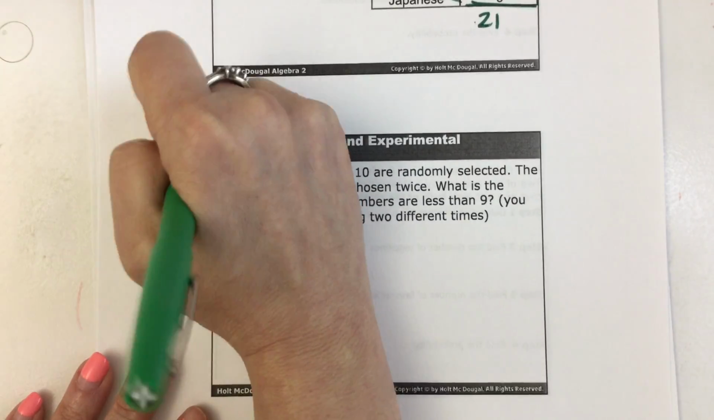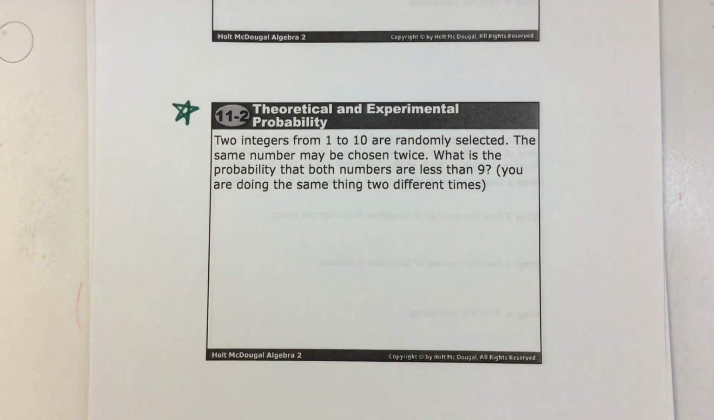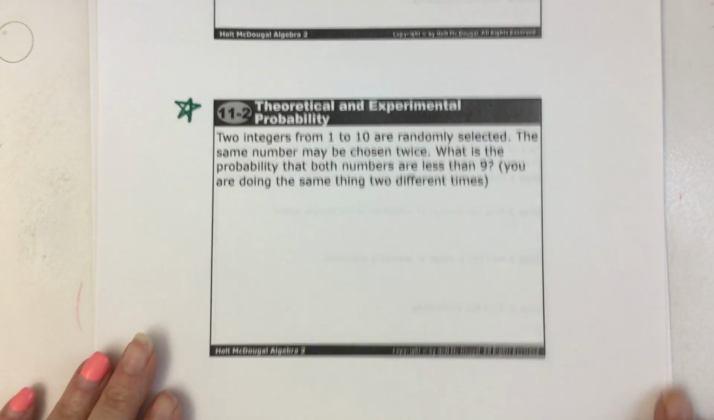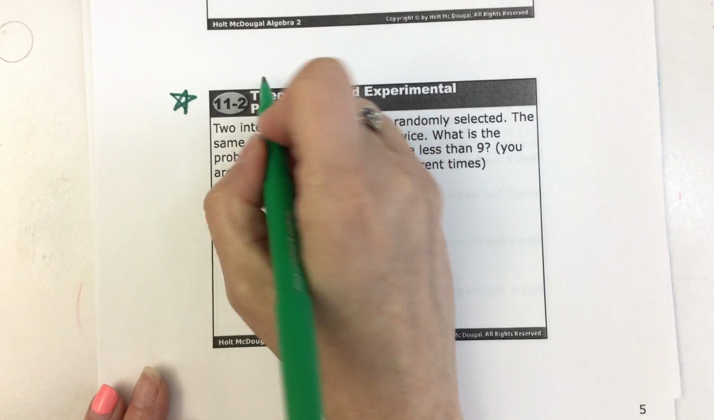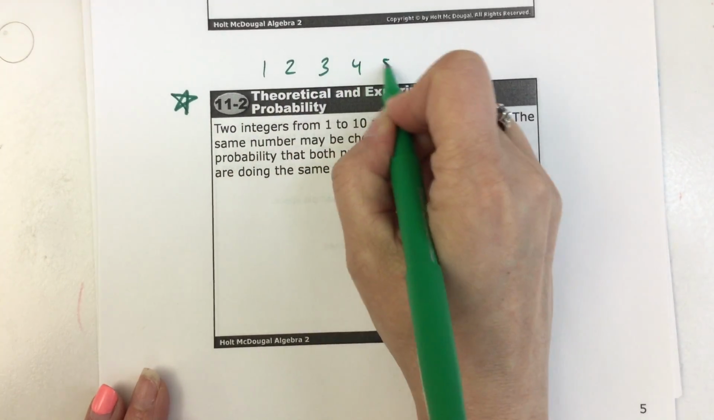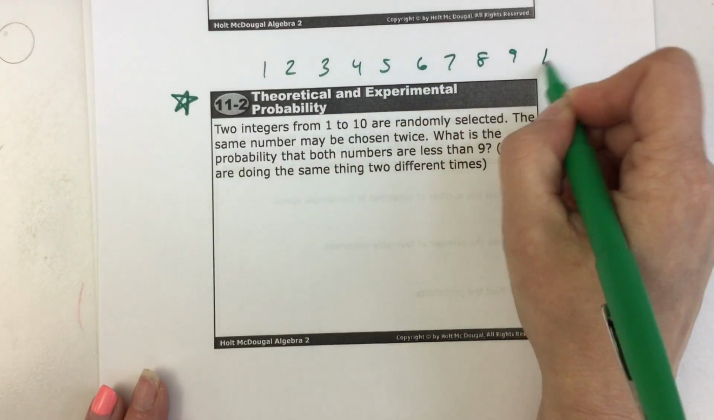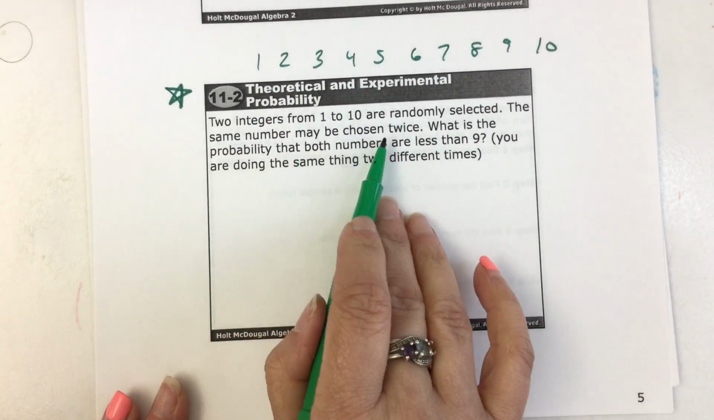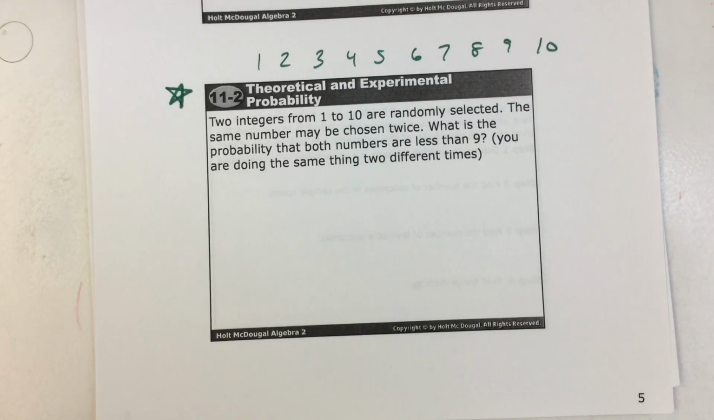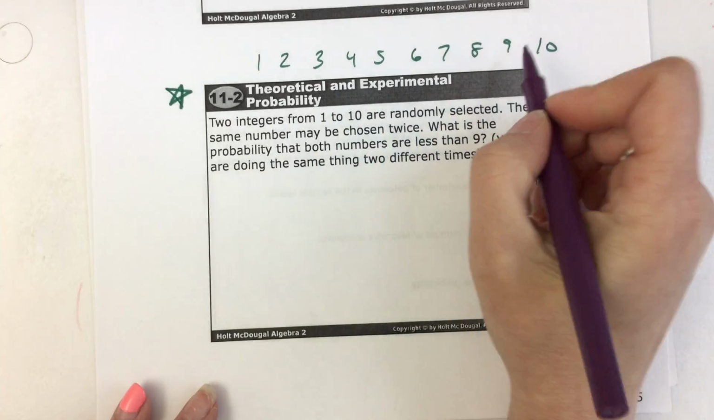Now this next question, this is getting you ready for something that is coming up. So it's kind of like a little sneak peek. We will see more of this type of question in 11.3. 2 integers from 1 to 10. So 1, 2, 3, 4, 5, 6, 7, 8, 9, 10. So there's 10 options that are randomly selected. The same number may be chosen twice. What is the probability that both numbers are less than 9?